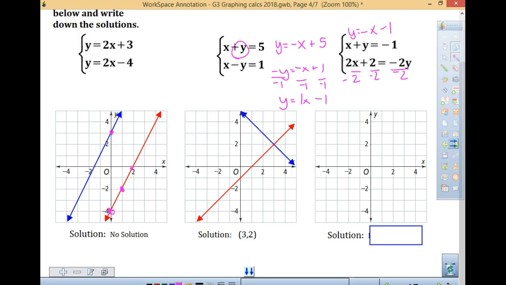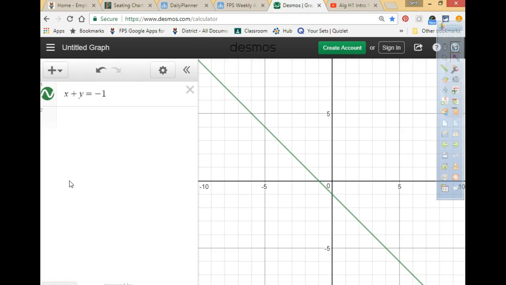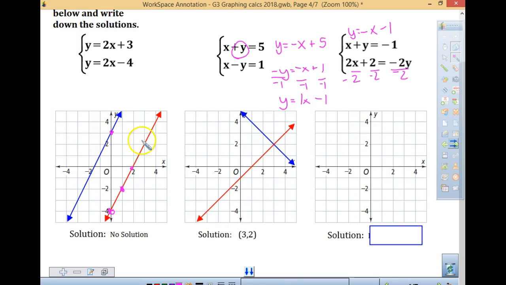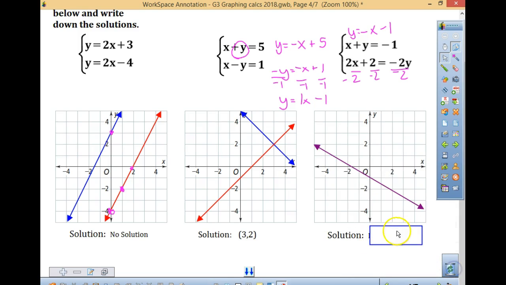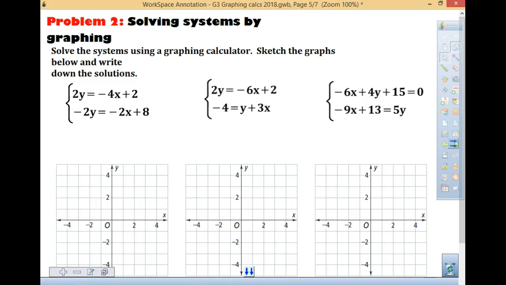So when you go back to the Desmos calculator, you're going to type it in as 2x for your second equation. So 2x plus 2 equals negative 2y. It's exactly the same, right? So I could at this point go back to this equation, and if I am graphing them, what do I know my solution is going to be? Infinitely many, okay? So the equations don't look the same, but when you rewrite them, they are the same.